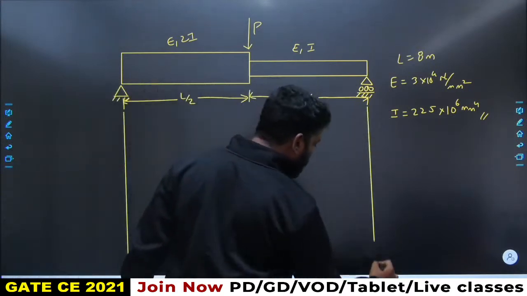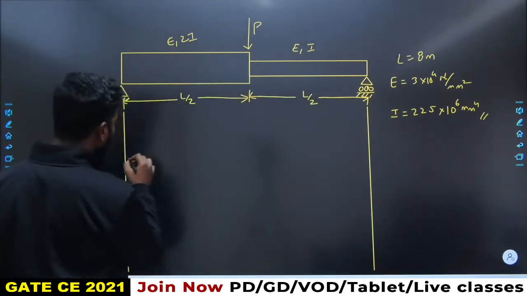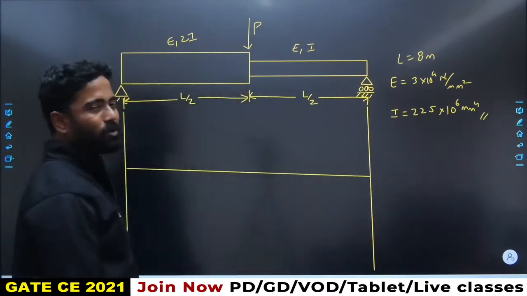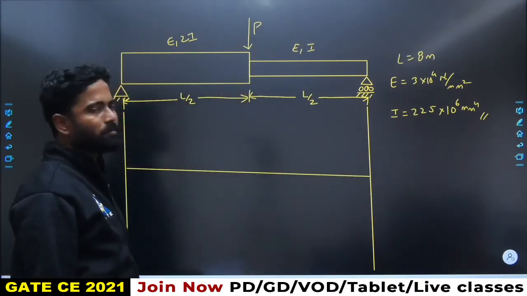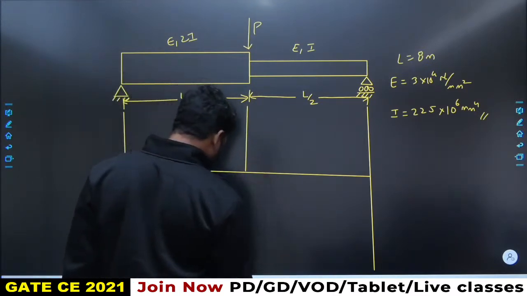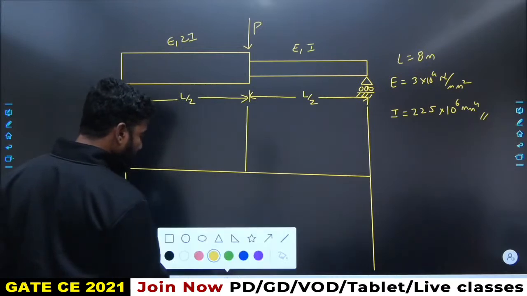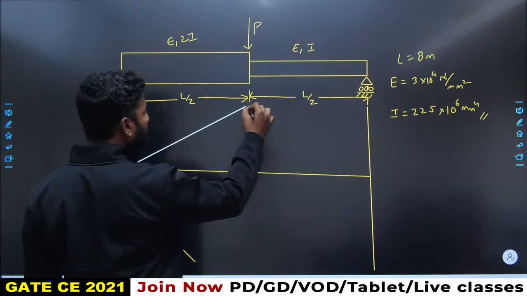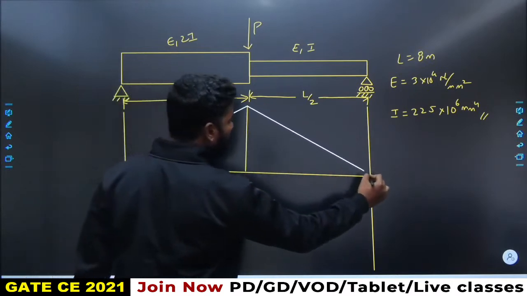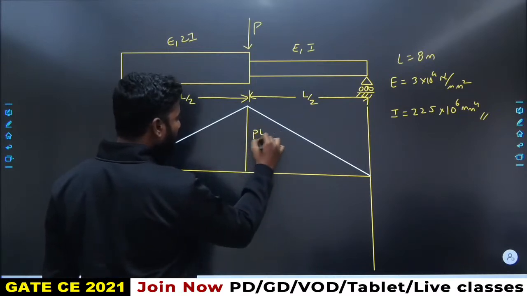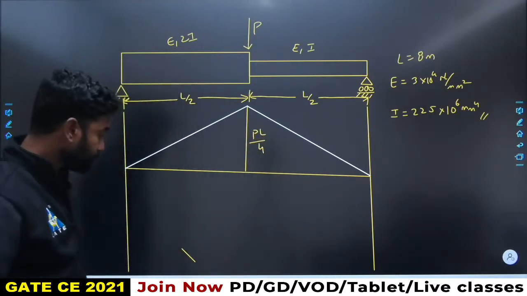In a simple way, for these types of questions, this can be solved by the strain energy method, moment area method, any method. But generally I prefer the conjugate beam method. If you are trying to solve by the conjugate beam method, first draw the bending moment diagram. Bending moment diagram would be, for a central load, PL by 4.